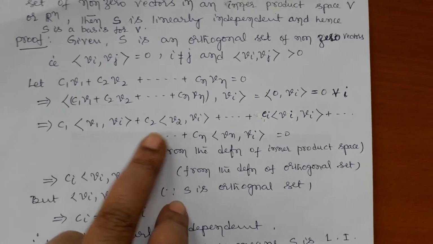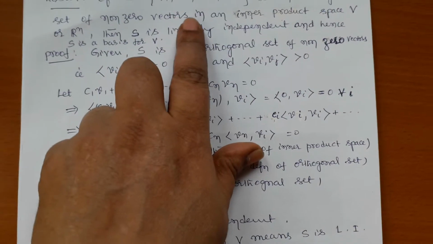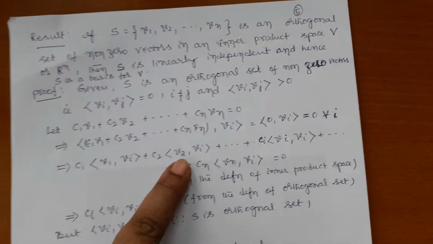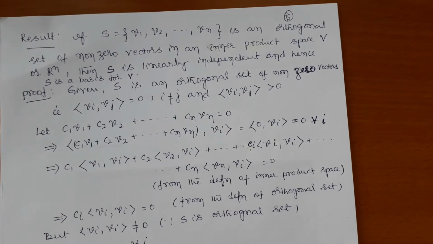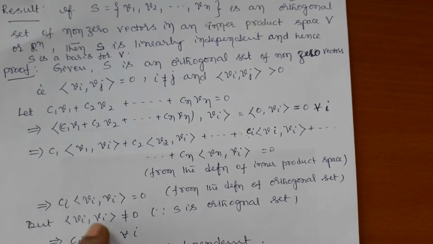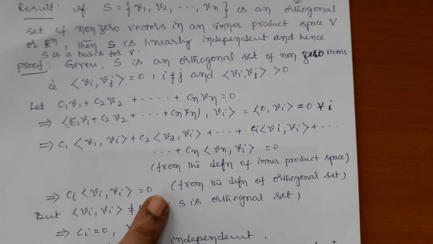Okay. Now see, from the definition, because we are already given that S is an orthogonal set, therefore the inner products of v1 vi, v2 vi, etc. vn vi are all 0 from the definition of orthogonal set, except vi comma vi. Therefore this term remains: ci times the inner product of vi comma vi equals 0.